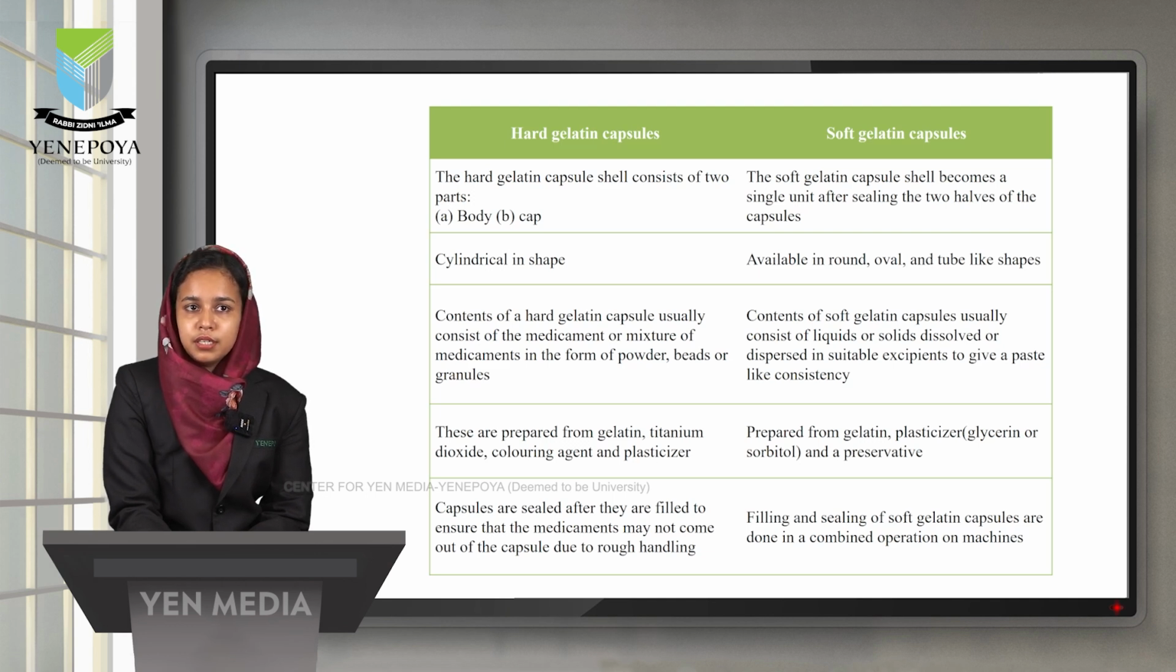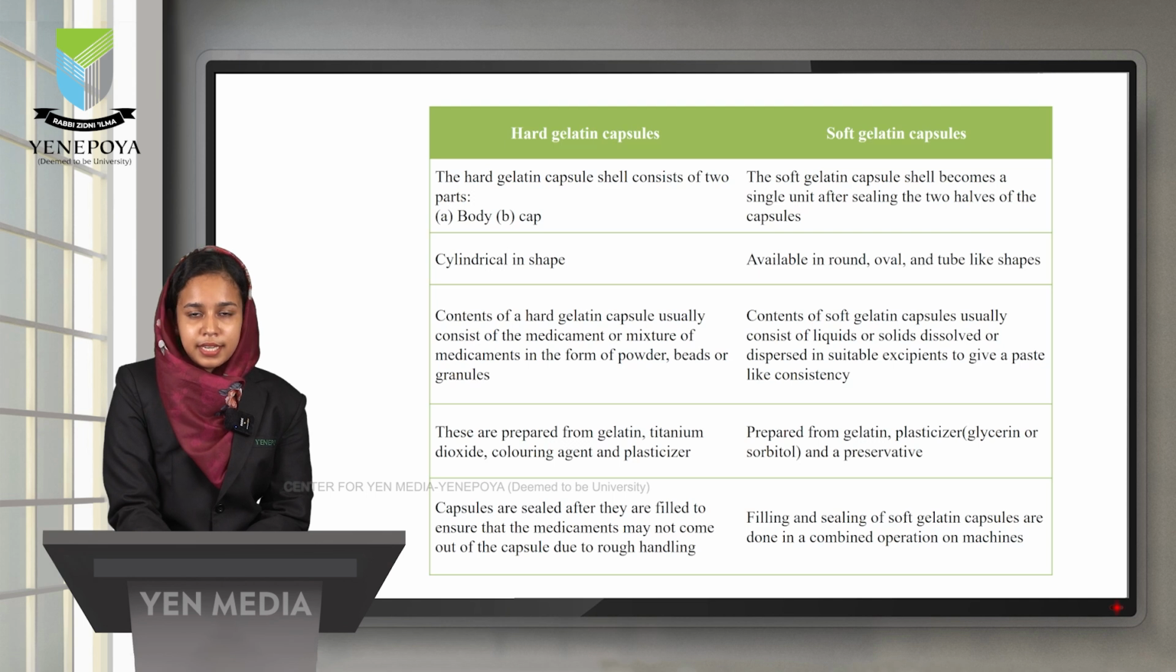In the hard gelatin capsule, the contents mainly consist of the medicament or mixture of medicaments, mainly in the form of powder, beads or granules, whereas the contents of soft gelatin capsules are liquids or solids dissolved or dispersed in suitable excipients to give a paste-like consistency. Hard gelatin capsules are mainly prepared from gelatin, titanium dioxide, coloring agent and plasticizer, whereas soft gelatin capsules are prepared from gelatin, plasticizer and a preservative.